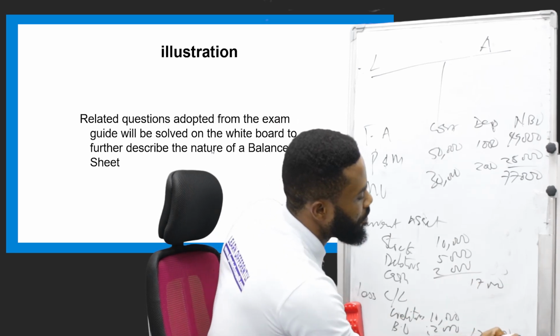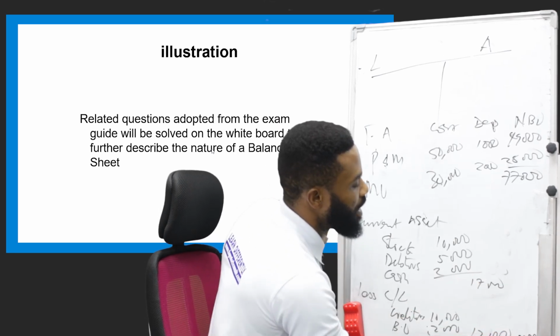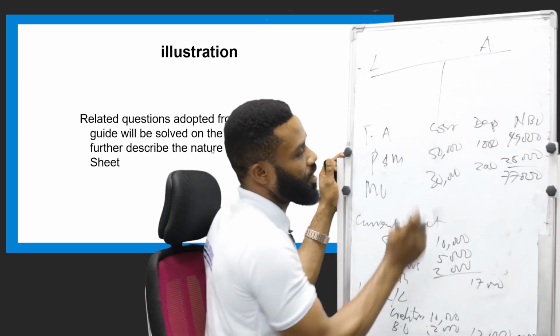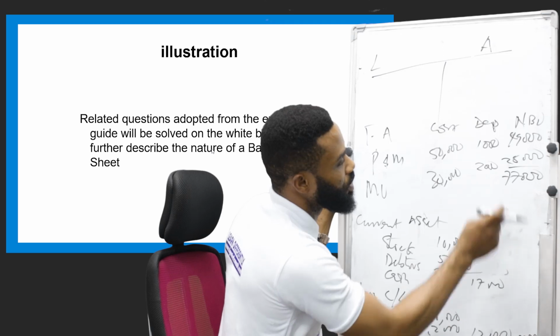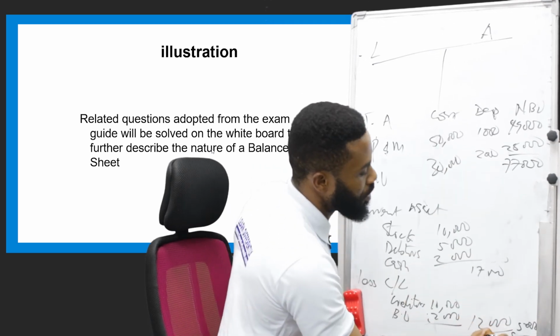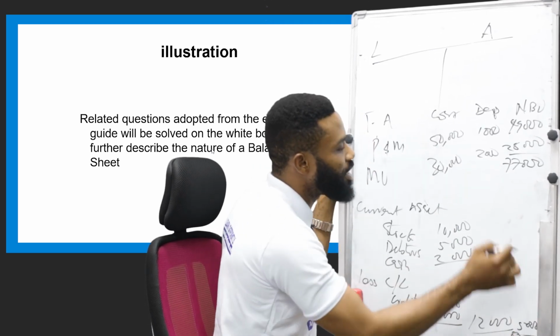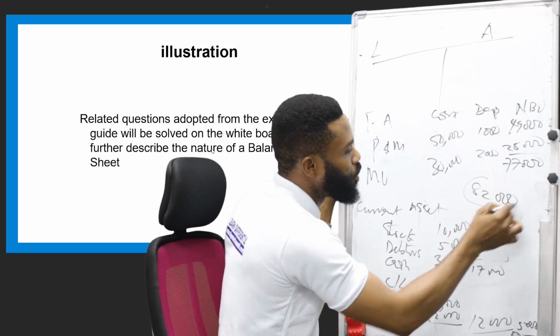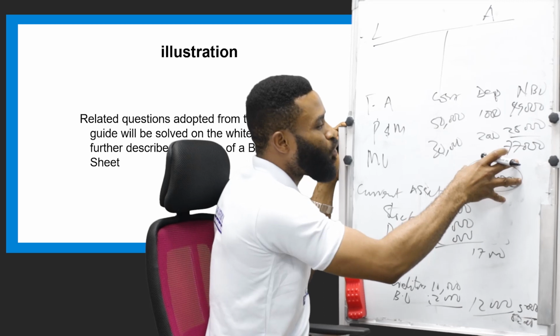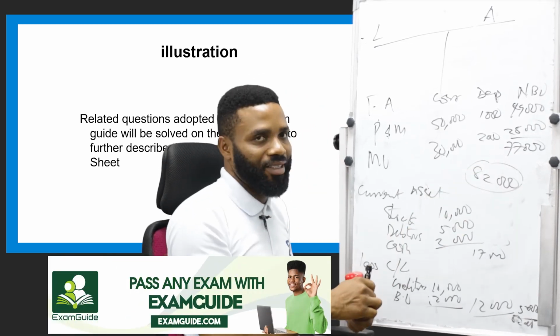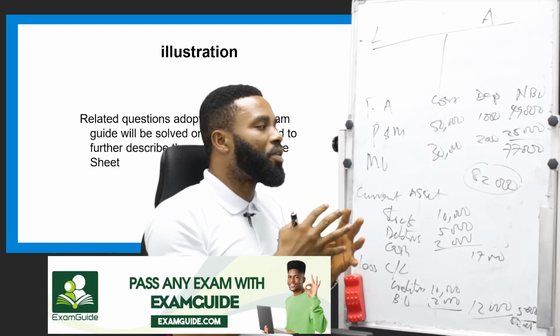You have what? 5,000. This 5,000 is what will be added to 77,000 to give you 82,000. This 82,000 that we will get at the end of adding this to this, that is the worth of your assets.